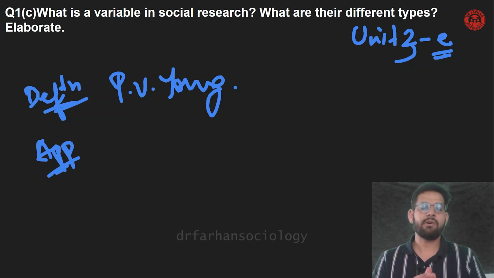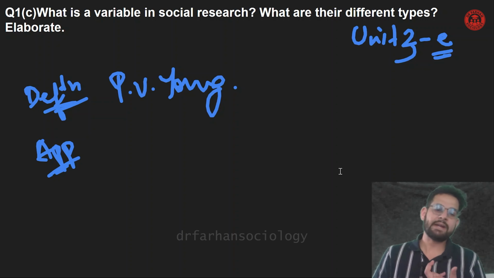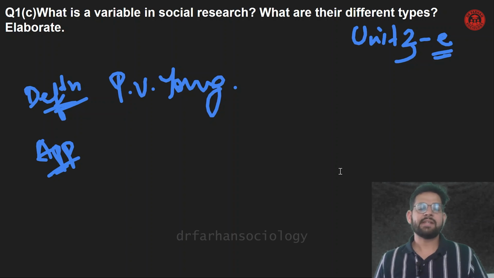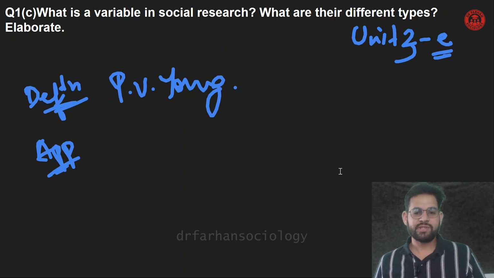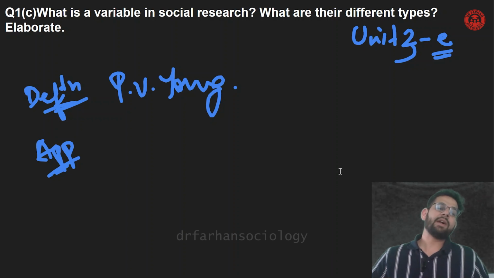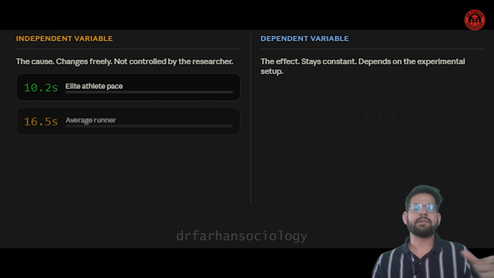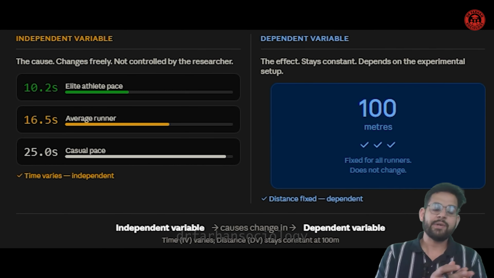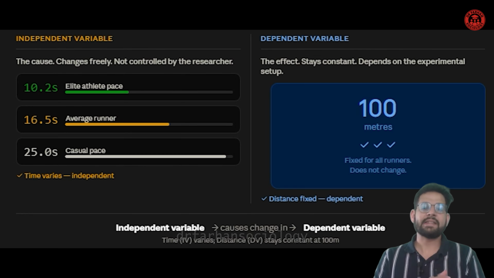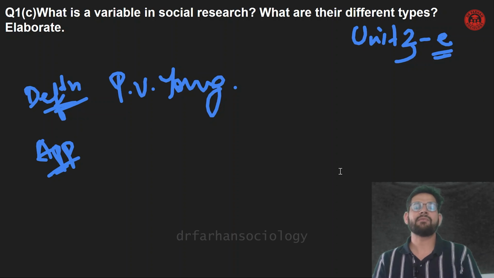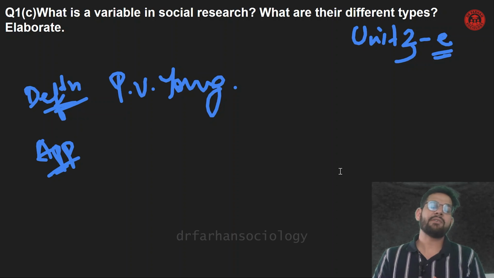There are different aspects to how variables can be categorized, such as independent and dependent variables. What is the meaning of an independent variable? Any factor that can influence or produce changes in another variable. For example, if I'm talking about a running race of 100 meters, this particular 100 meters race has the aspect of its own duration. Duration means somebody can run that in a span of 10 seconds, whereas somebody can run it in a span of 17 seconds.